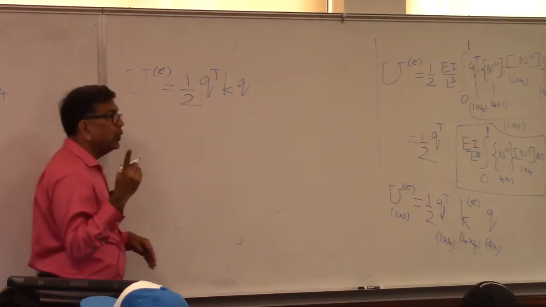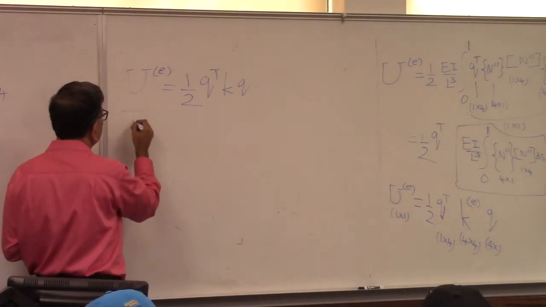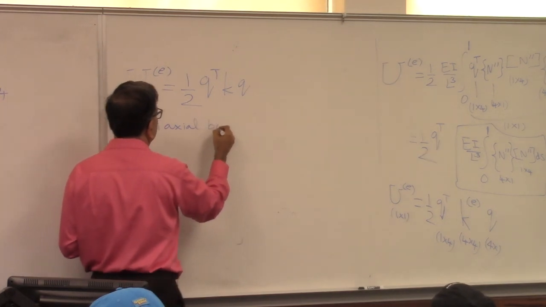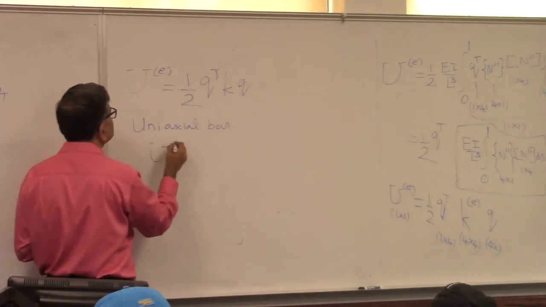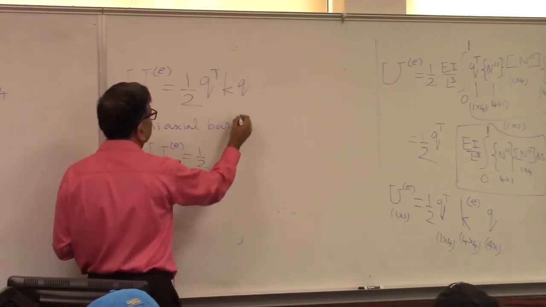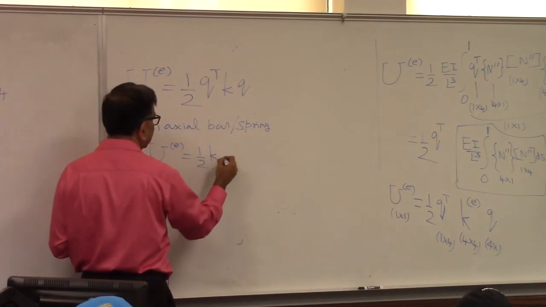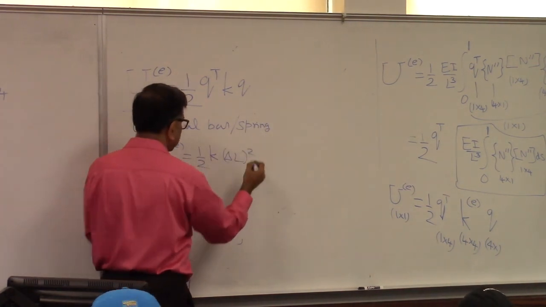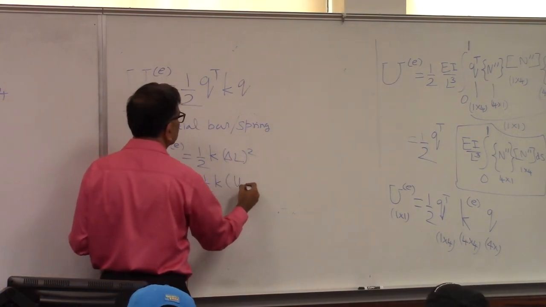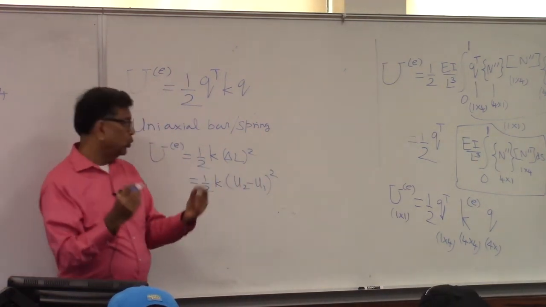If you go back to the uniaxial bar, what is the energy of a uniaxial bar element? Or take a spring. Let's take a spring first. That will be easier. 1/2 K delta L square, okay? That is same as 1/2 K (U2 minus U1) square, because the elongation is U2 minus U1.